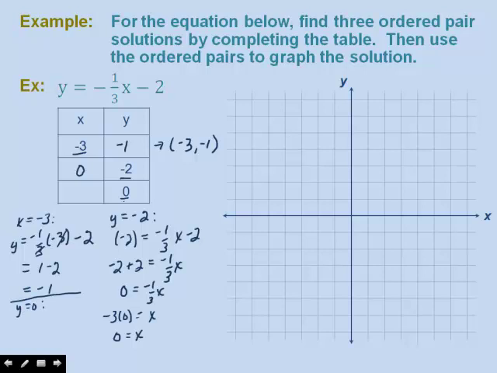So again, we're substituting for the y. And again, we're going to add 2 to both sides. That's just going to give us a 2 on the left side. And again, to solve for x here, we're going to multiply by the reciprocal of negative 1/3, which is negative 3. So on the left side, we have negative 3 times 2 is equal to x, so that gives us negative 6 for x.